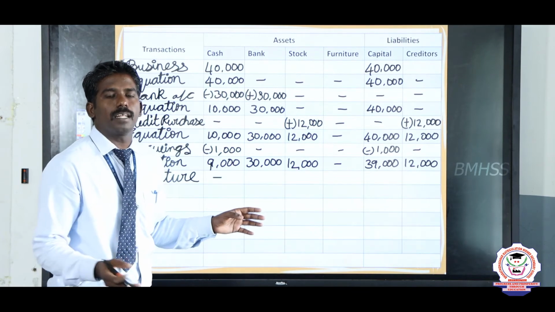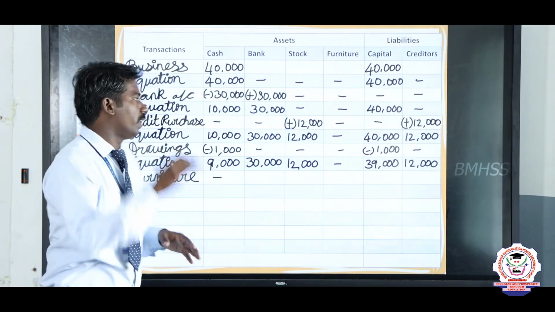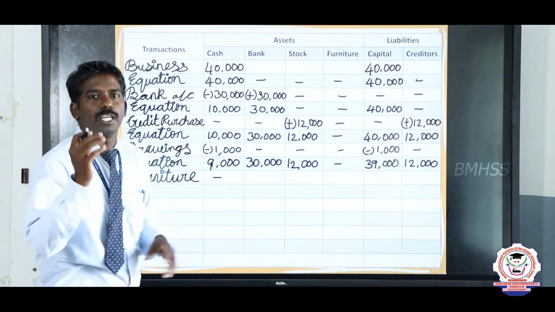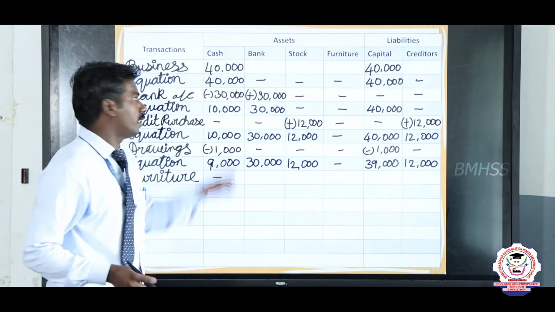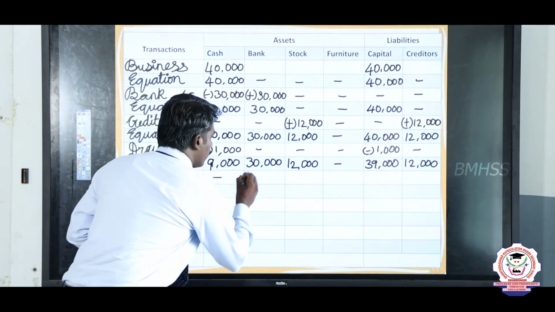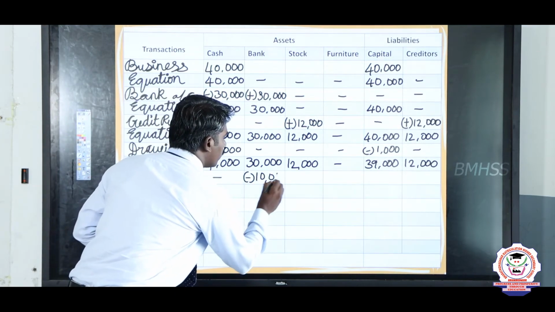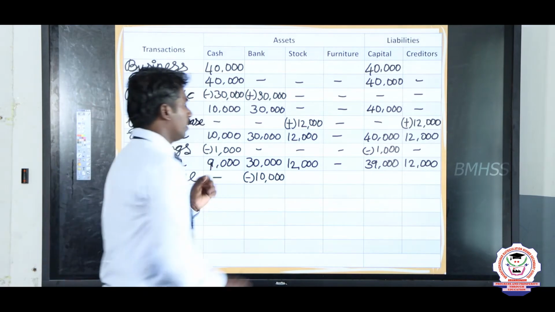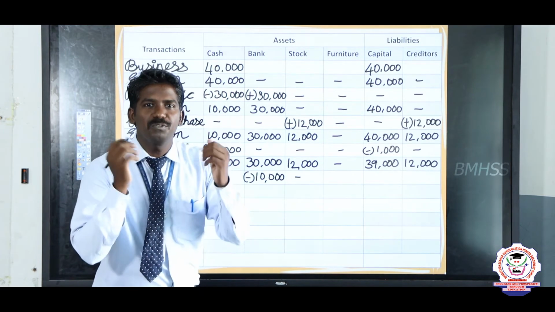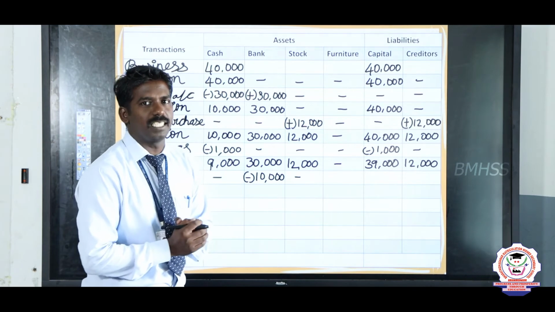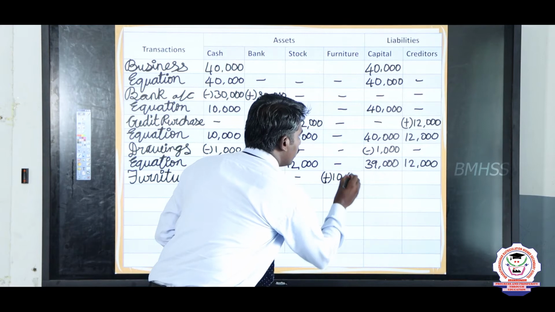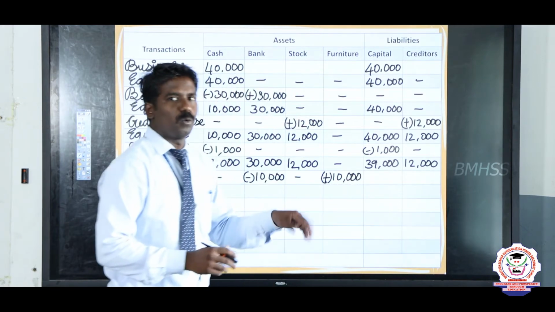When you use a debit card, the bank balance of the business organization will reduce. We already have 30,000 rupees as the bank balance of the business organization. When you buy furniture by using a debit card, the 10,000 rupees value will reduce in the bank column. So deduct 10,000 rupees in the bank column, and there is no effect in the stock column. When we move on to furniture, 10,000 rupees worth of furniture comes into the business organization. So add 10,000 rupees in the furniture column.